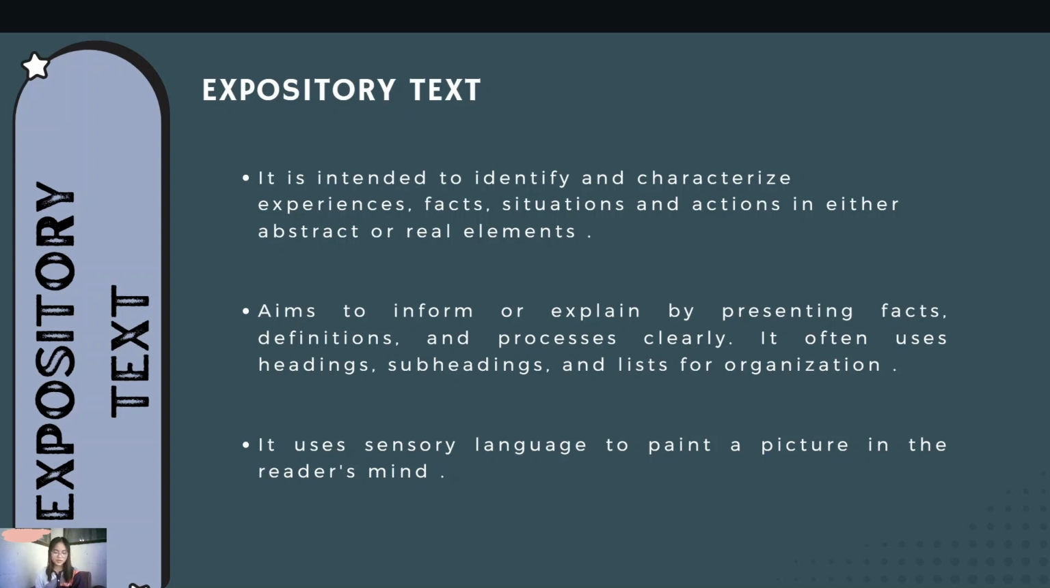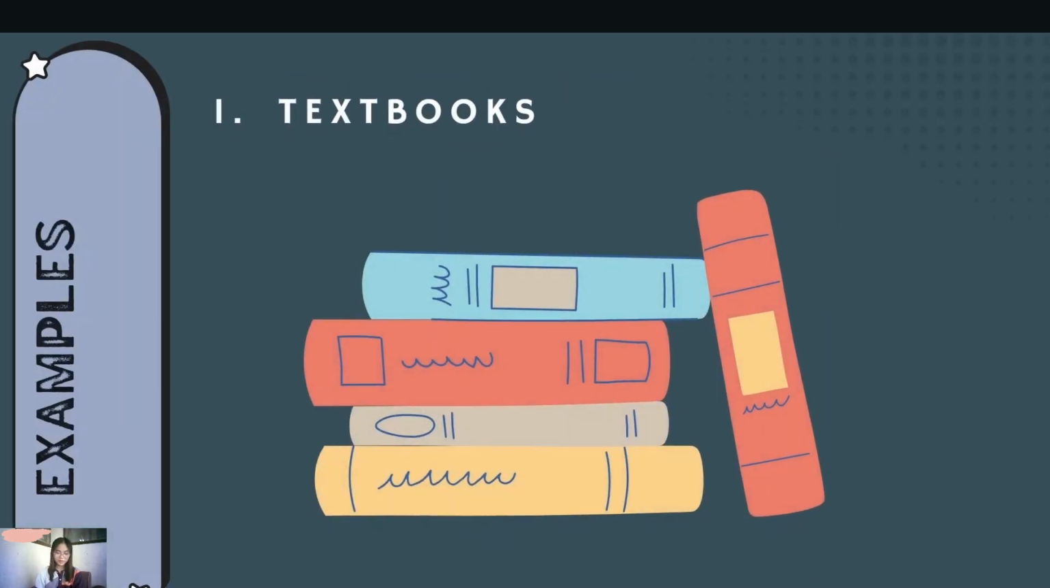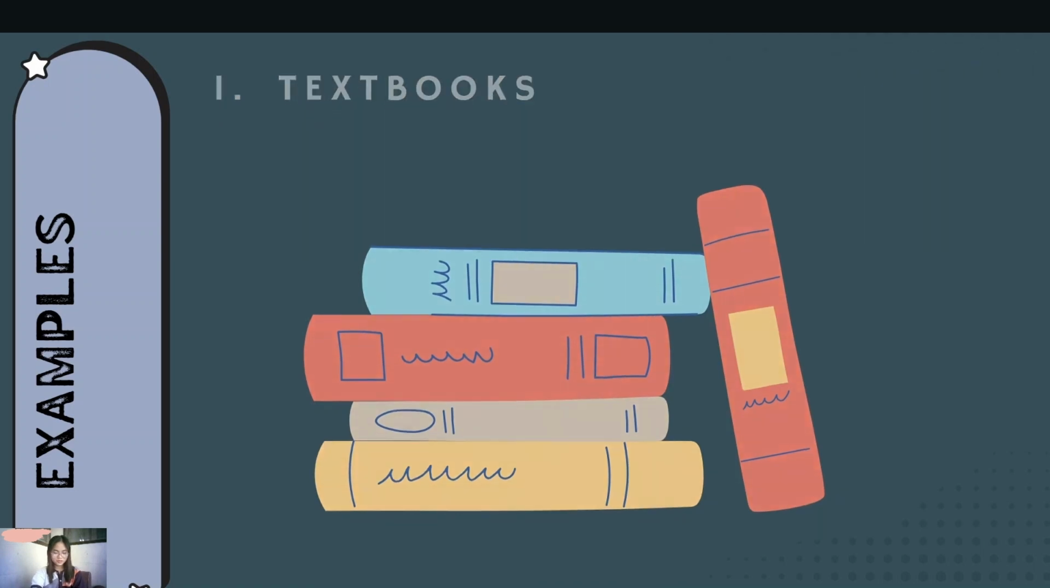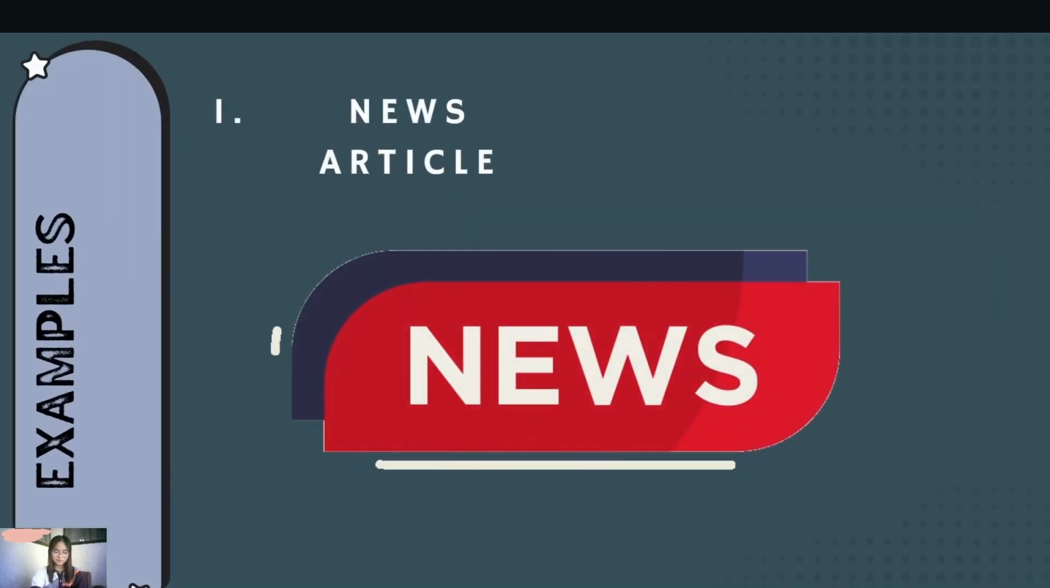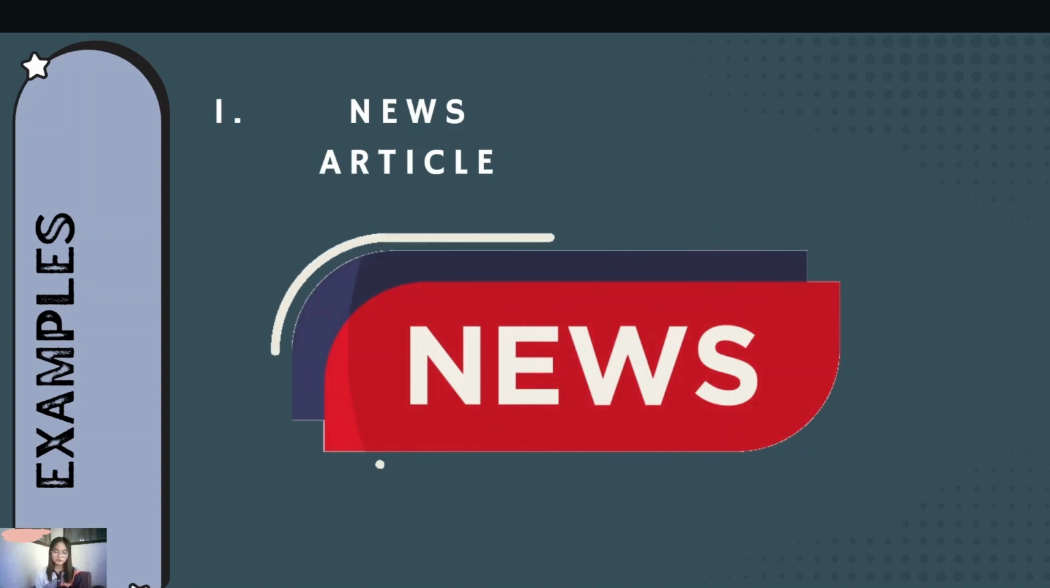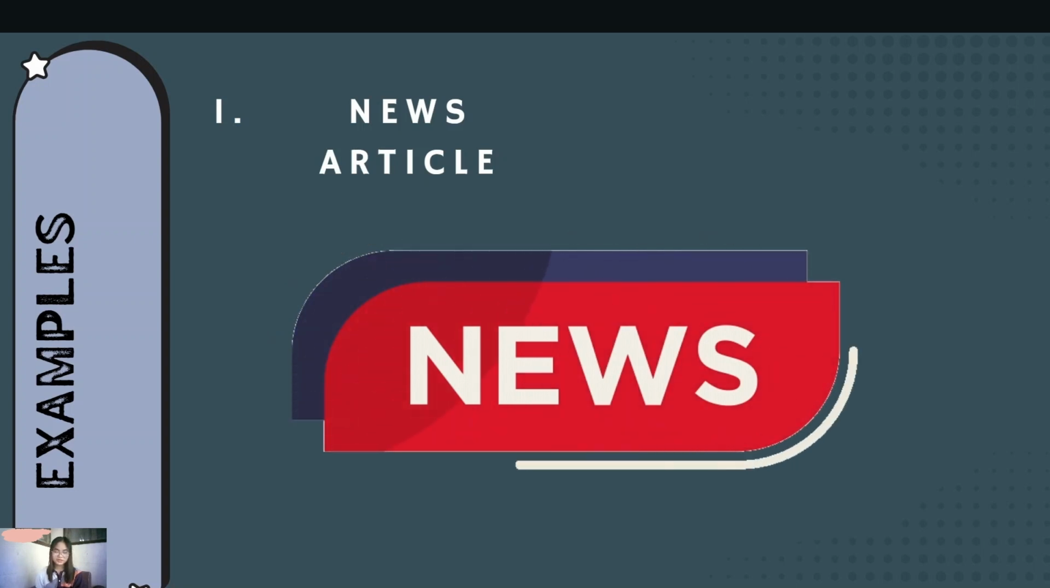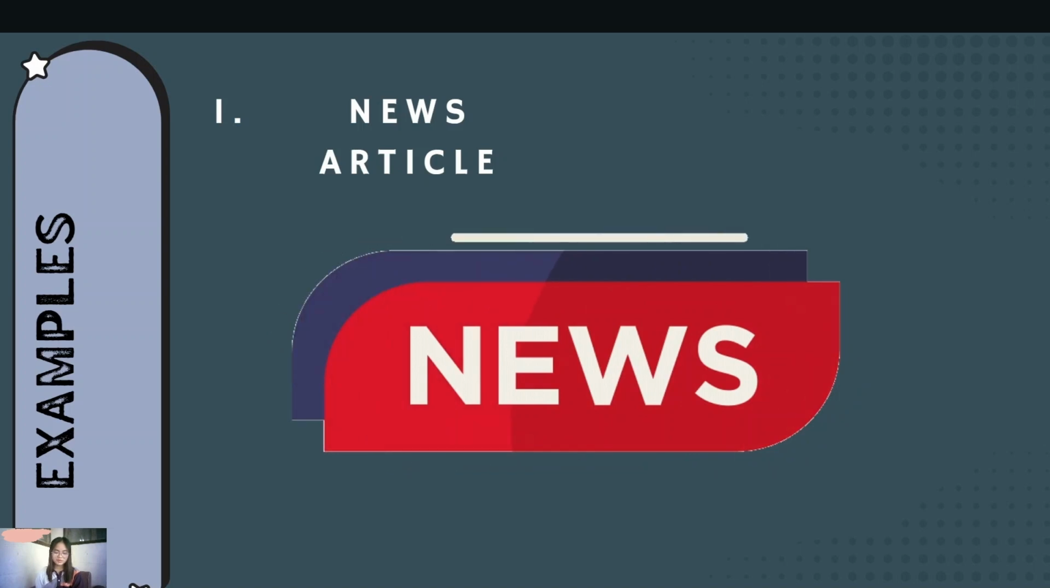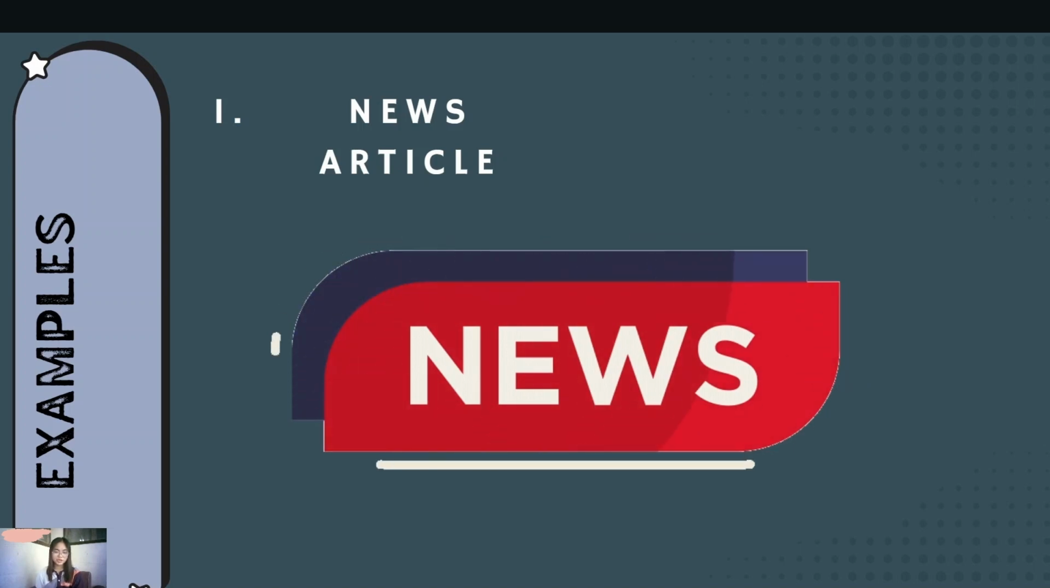This type of text is commonly found in textbooks and of course news articles or reports, where the focus is on providing clear, factual information. Unlike descriptive text, which uses sensory language, just like what I mentioned earlier, the expository text relies on clear explanations to convey meaning.